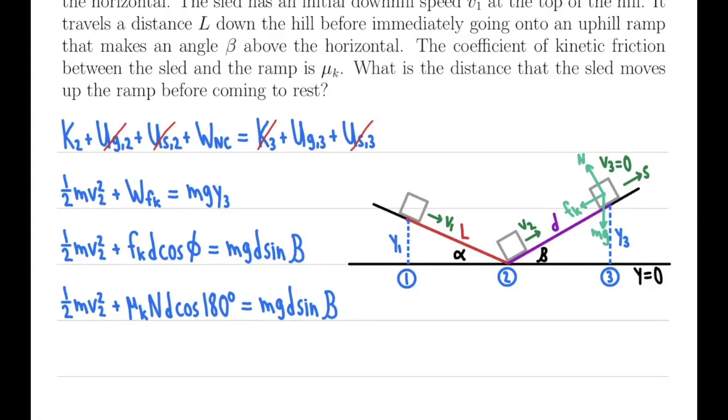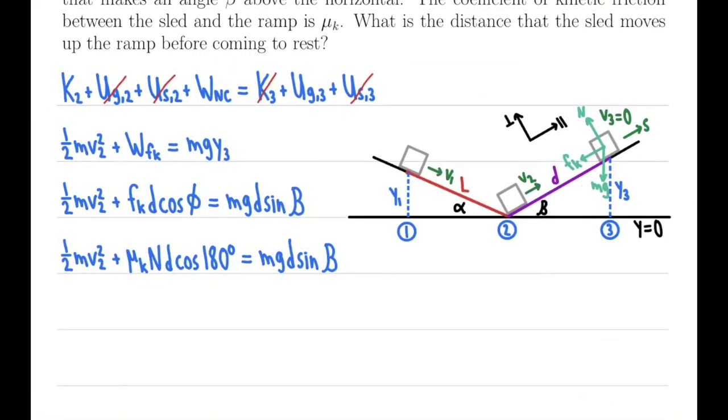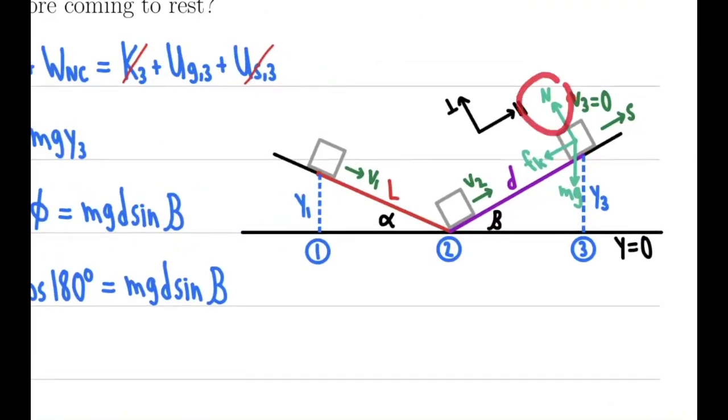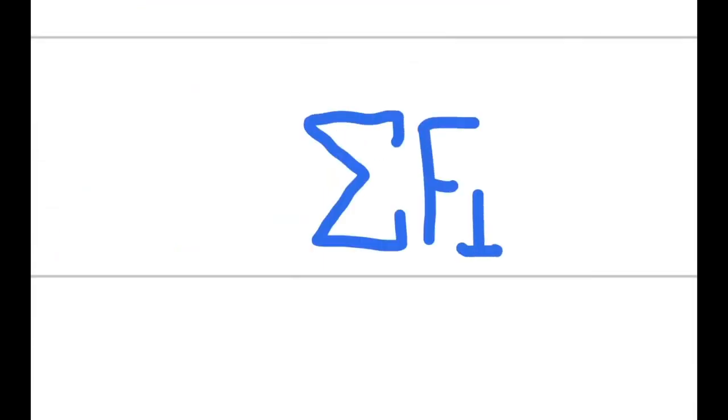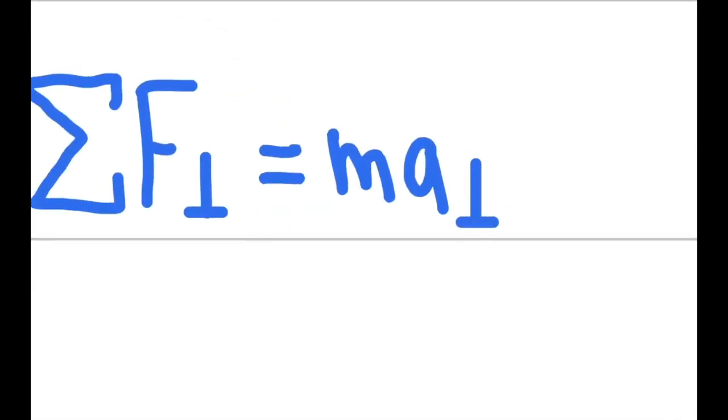So I'm going to define my coordinate system. I'm going to make one axis parallel to the ramp, so that's the parallel axis, and then one axis perpendicular to the ramp, so that's the perpendicular axis. Okay, so to find the normal force, we have to look at the sum of the forces in the perpendicular direction because the normal force is in the perpendicular direction after all. So the sum of the forces in the perpendicular direction equals ma in the perpendicular direction.